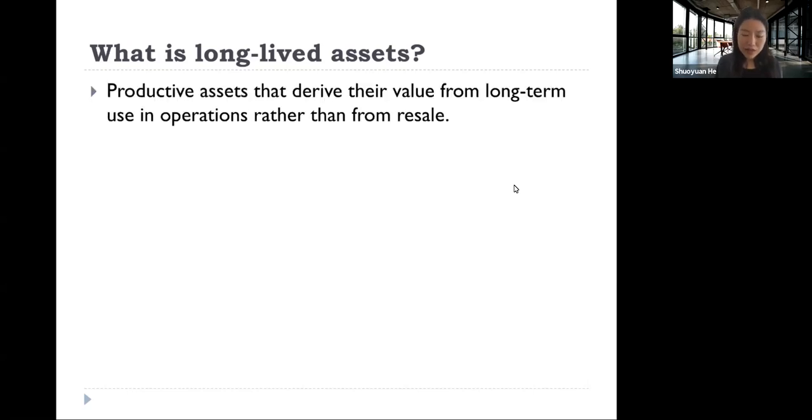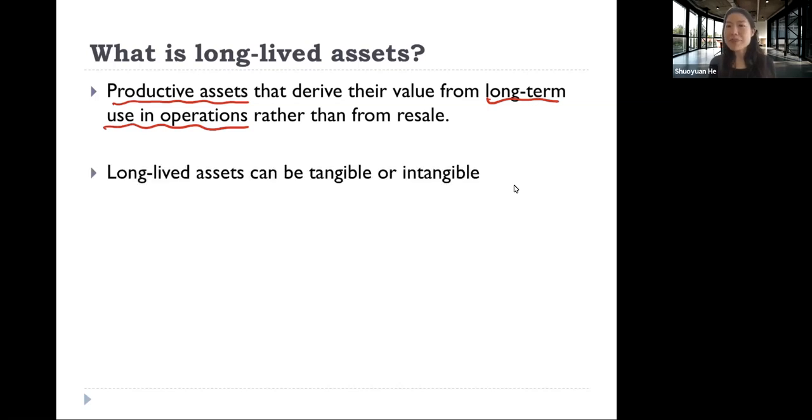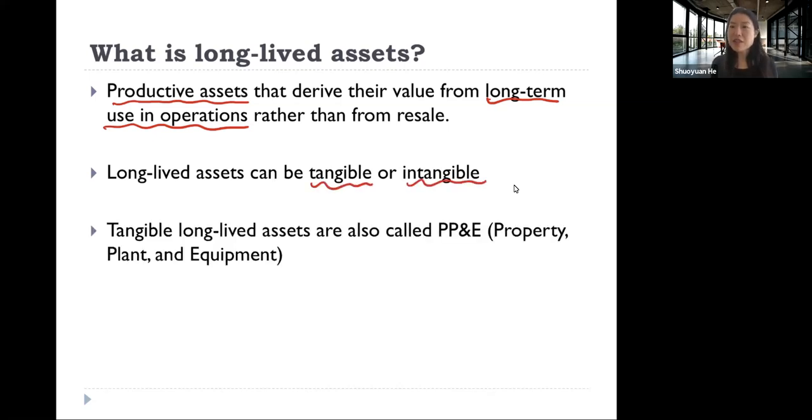Non-current assets are productive assets that derive their value from long-term use in operations rather than from resale. So that is the definition of a non-current asset. And a non-current asset can either be tangible or intangible. If a non-current asset is a tangible asset, it is also called PP&E, which is property, plant, and equipment. So PP&E is just tangible non-current asset.